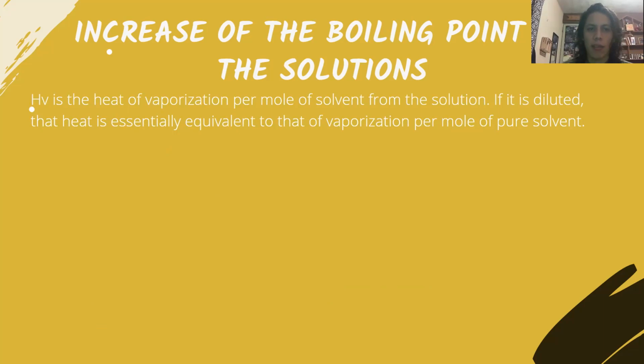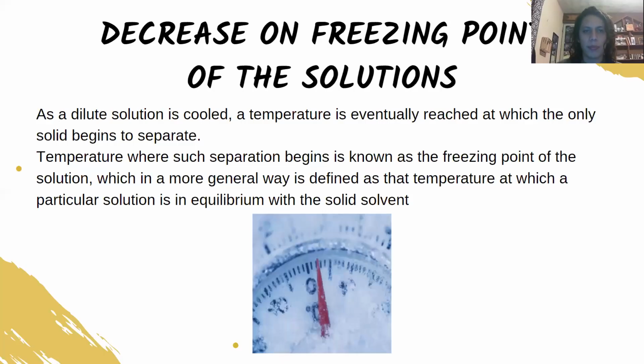HV is the heat of vaporization per mole of the solvent from the solution. If it's dilute, that heat is essentially equivalent to the heat of vaporization per mole of the pure solvent.